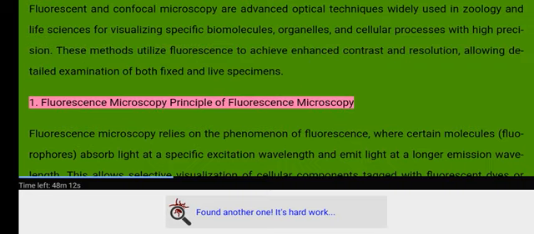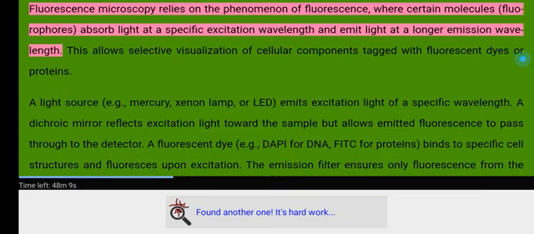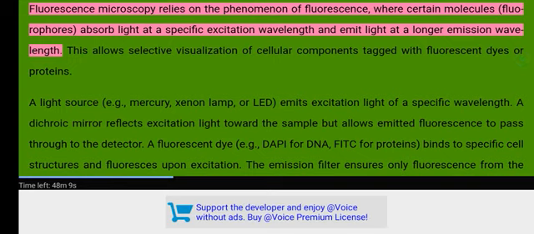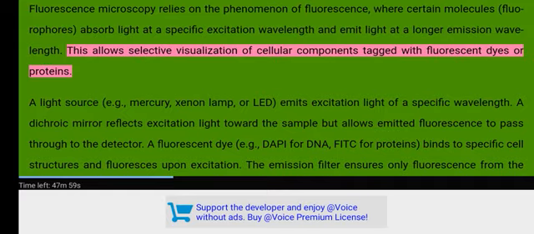1. Fluorescence microscopy. Principle of fluorescence microscopy. Fluorescence microscopy relies on the phenomenon of fluorescence, where certain molecules, fluorophores, absorb light at a specific excitation wavelength and emit light at a longer emission wavelength. This allows selective visualization of cellular components tagged with fluorescent dyes or proteins.